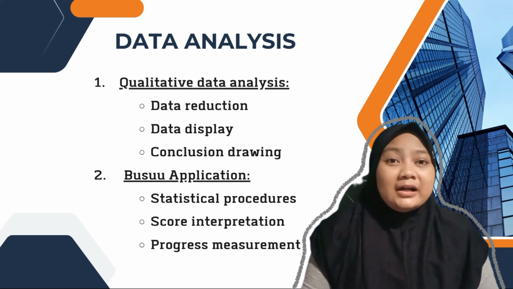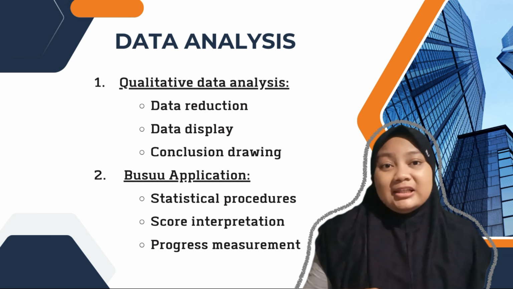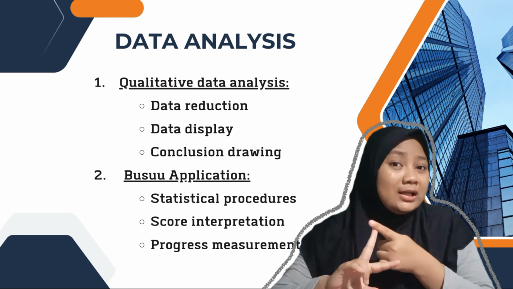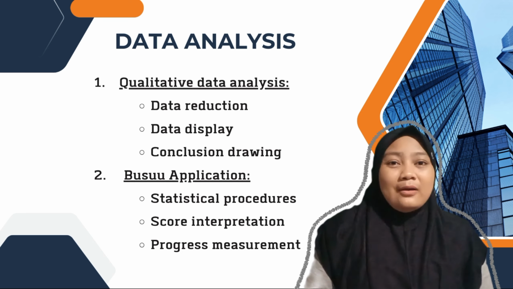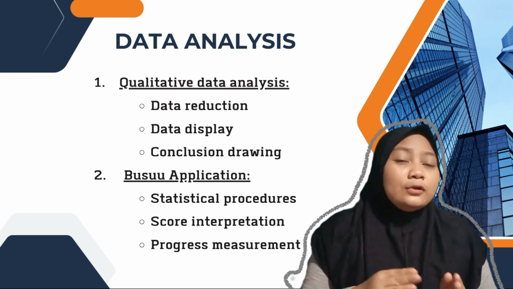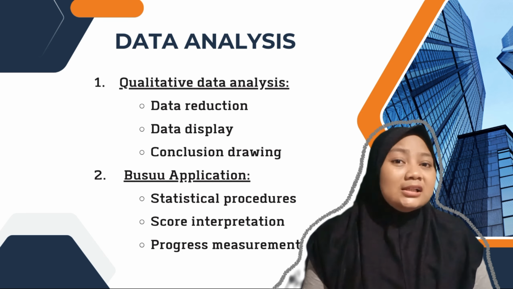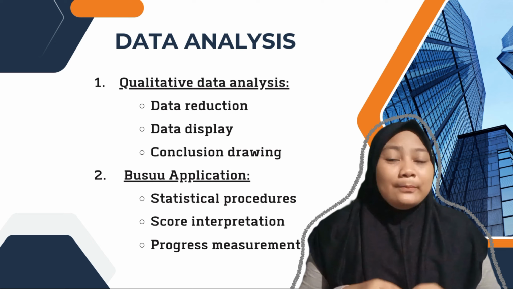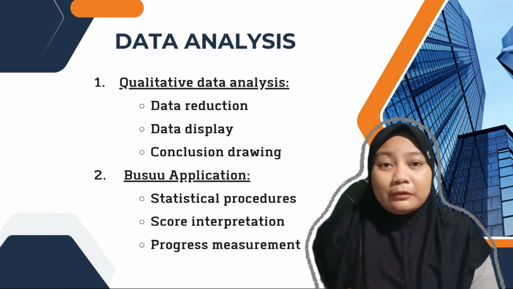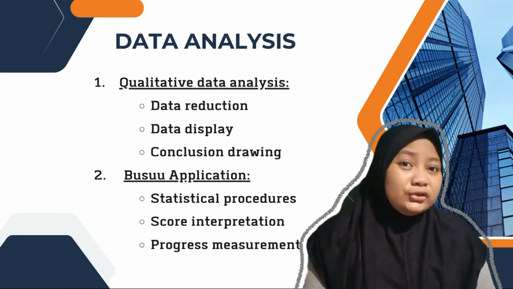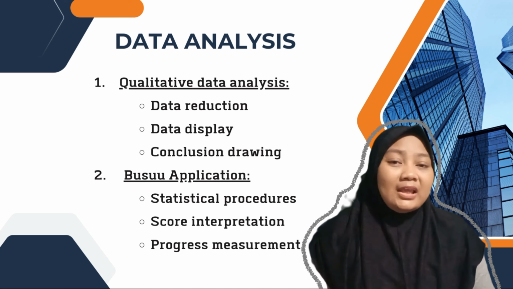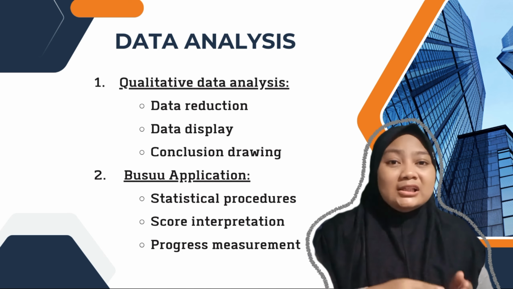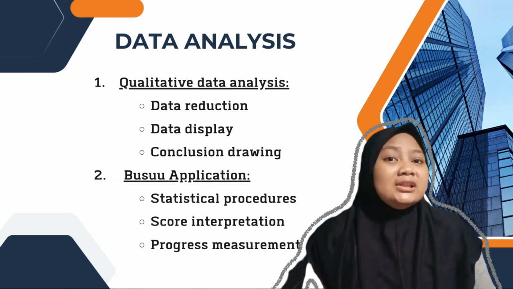Alright, for the next part in the research method is data analysis. There are two: qualitative data analysis and quantitative data analysis. First, data reductions involves simplifying and organizing qualitative data to draw meaningful insights. Data display presents data in a comprehensible format, making it easier to analyze and interpret. Conclusion draw summarizing findings and implications from qualitative data, linking them back to the research questions.